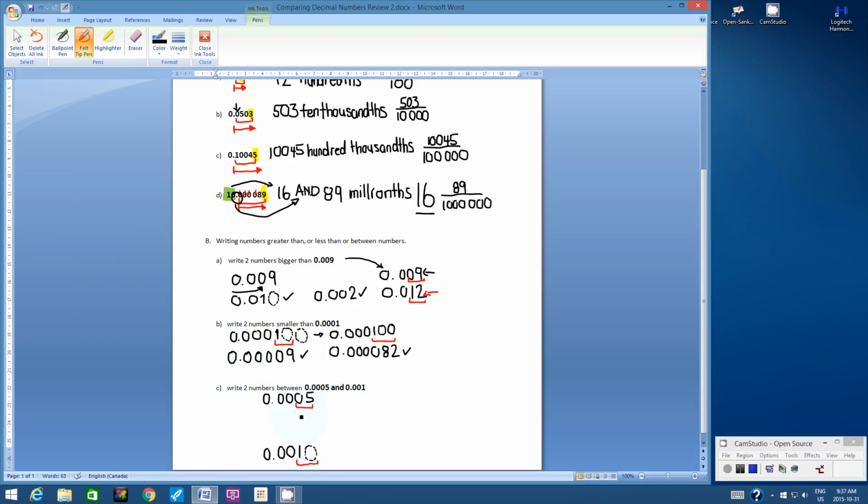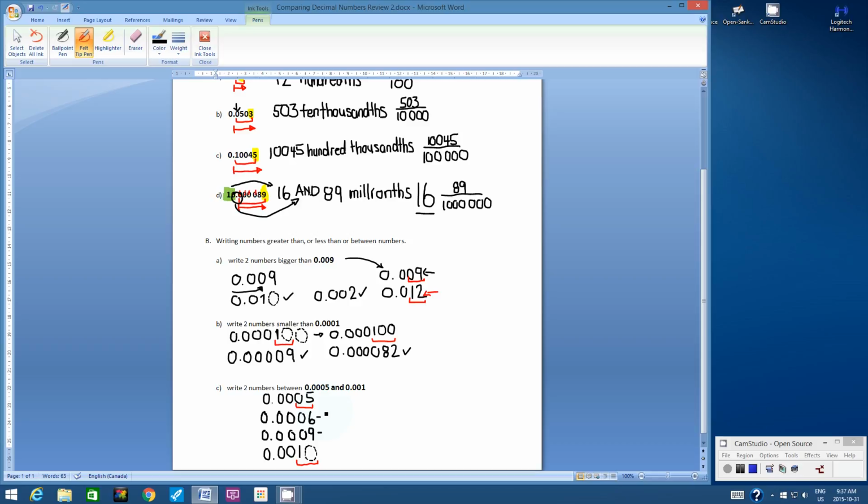So for example, how about the number 0.6 and 0.9? 6 and 9 are between 5 and 10. But remember, these numbers are not 5 and 10, so let's fill in the rest of the place value columns here. See how lining up your place value columns is very important?